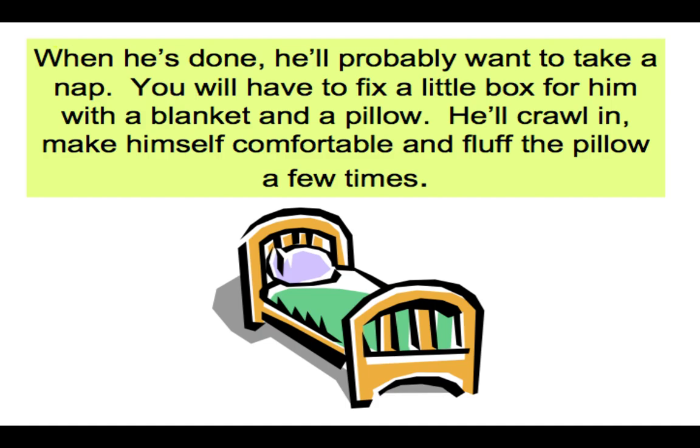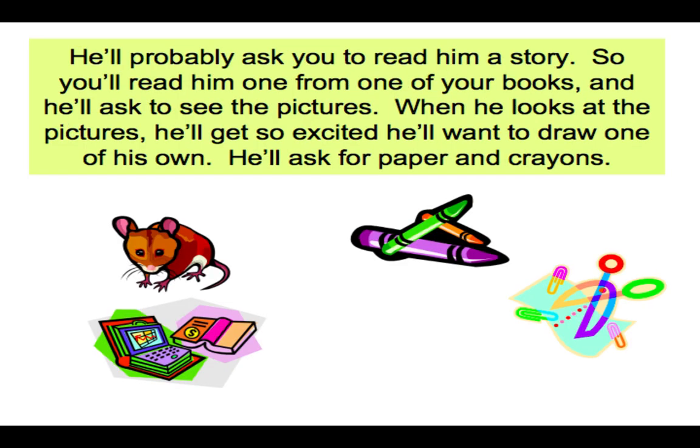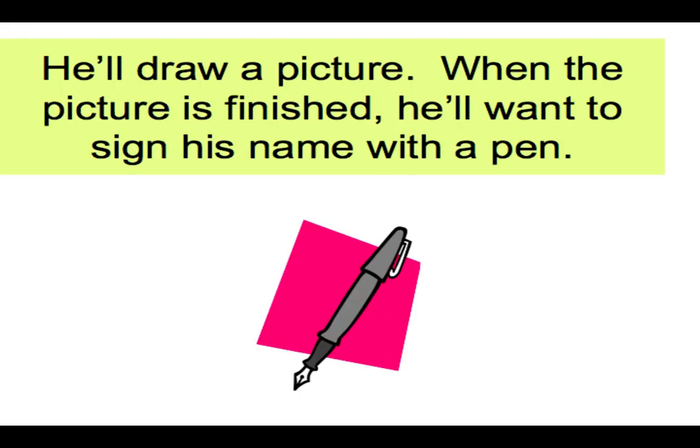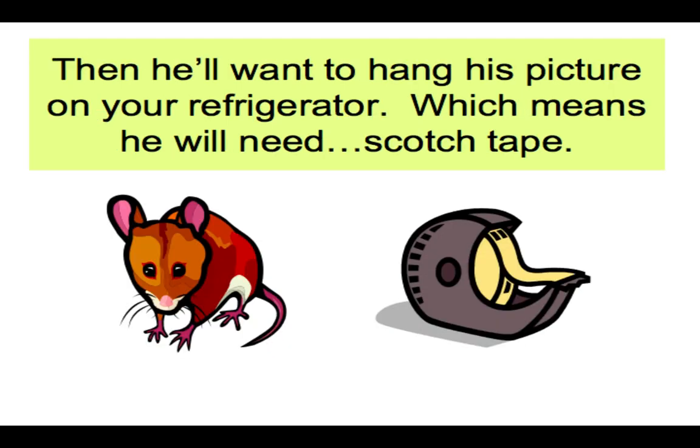He'll crawl in, make himself comfortable, and fluff the pillow a few times. He'll probably ask you to read him a story, so you'll read him one from one of your books, and he'll ask to see the pictures. When he looks at the pictures, he'll get so excited he'll want to draw one of his own. He'll ask for paper and crayons. He'll draw a picture. When the picture is finished, he'll want to sign his name with a pen. Then he'll want to hang his picture on your refrigerator, which means he will need Scotch tape.